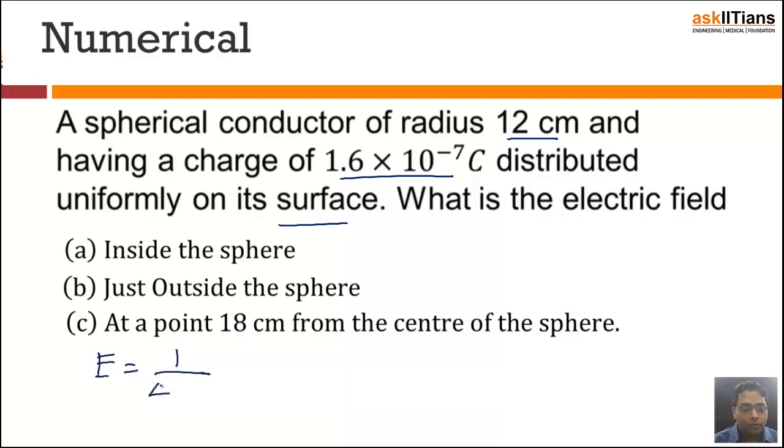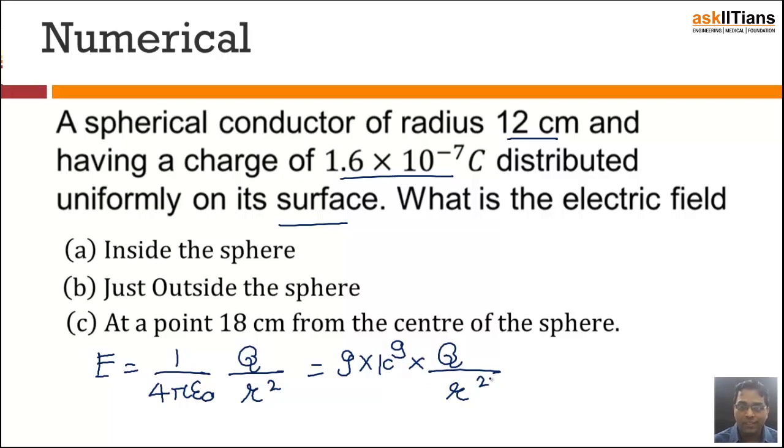The expression of the electric field goes as 1 over 4 pi epsilon naught, you have Q over R square. So this is nothing but 9 into 10 raised to the power 9 into the Q over R square. So this is going to be the general expression.